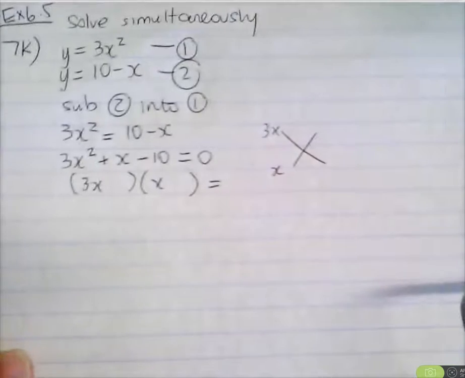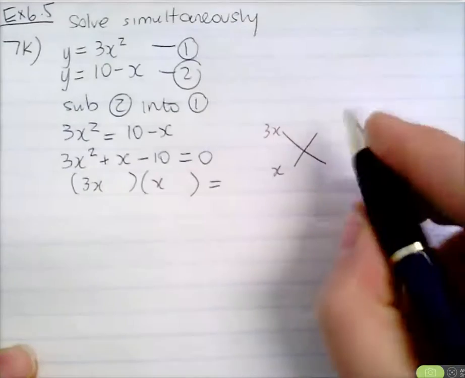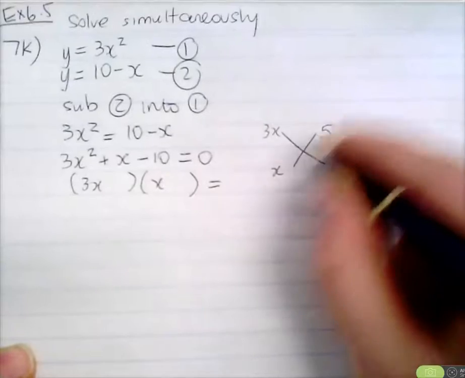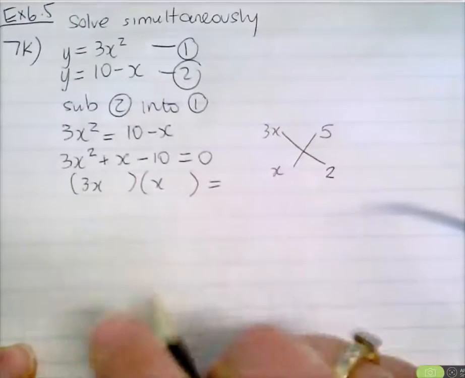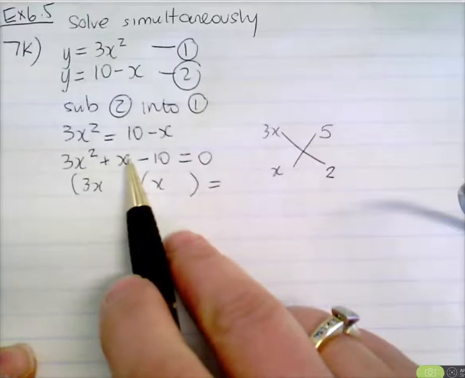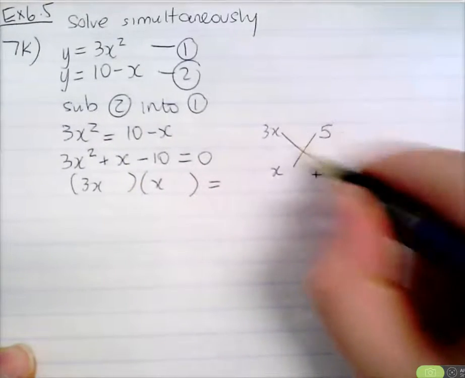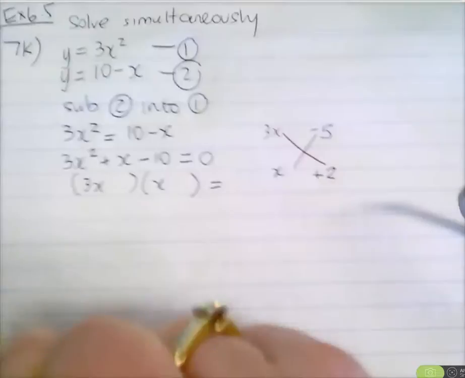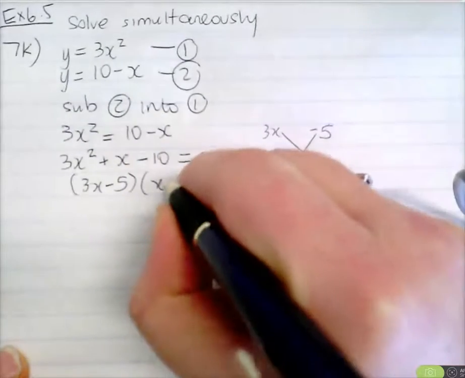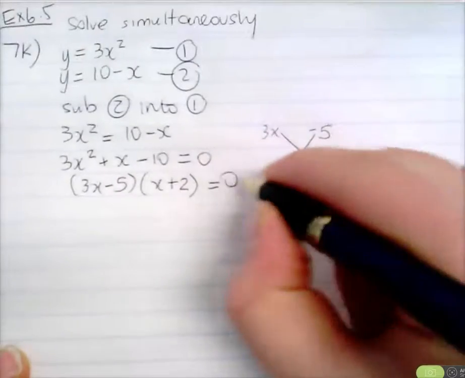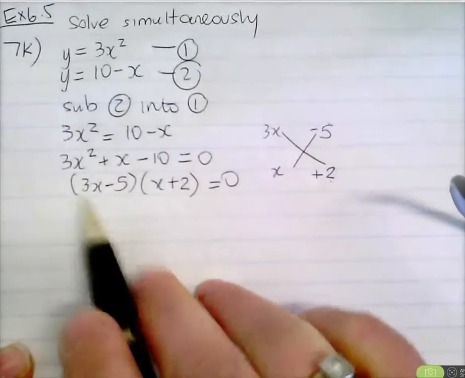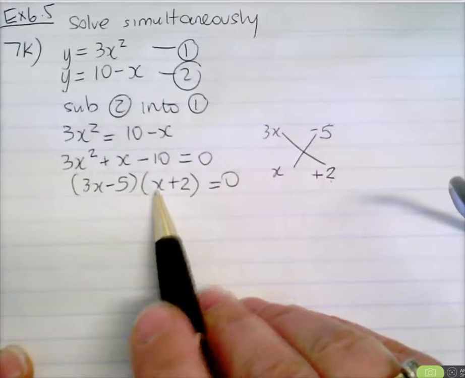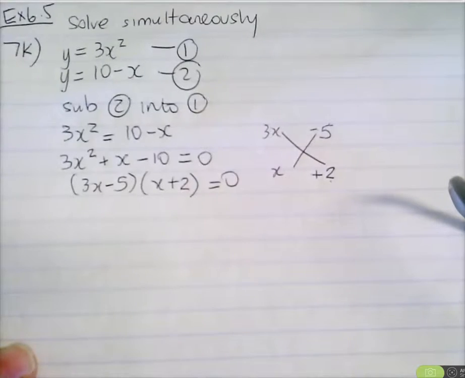I need the factors of 10. I'm going to put 2 here because that will give me 6x and that will give me 5x. We need an overall balance of plus 1x. So if we have plus 6x and minus 5x, then that should work. So we've got 3x minus 5, x plus 2. Let's just check that this works. 3x squared plus 6x minus 5x, yes, that gives me plus 1x, minus 10 equals 0.